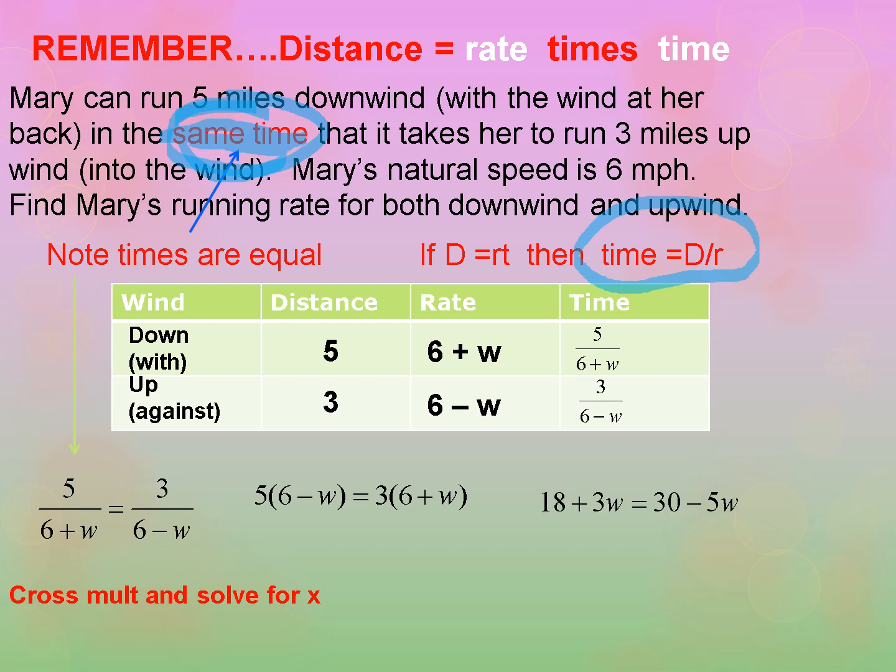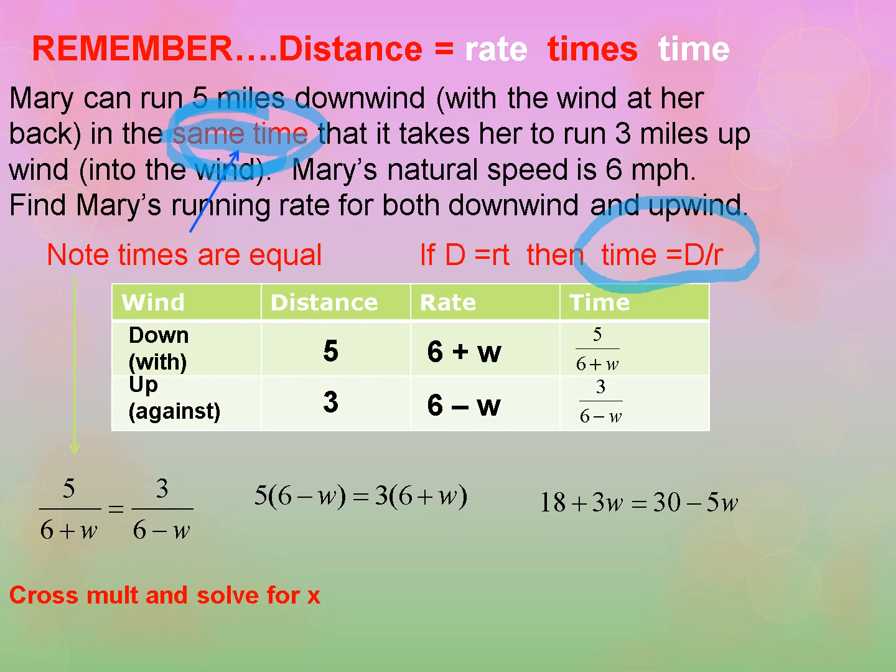So that gets me, now I apologize, I reversed it. This I put on the left. I don't know why, it just happened when I typed it. But, so 3 times 6 plus W gives me 18 plus 3W, and then 5 times 6 minus W gives me 30 minus 5W. Now we are going to solve.